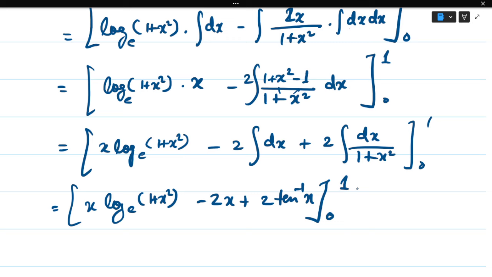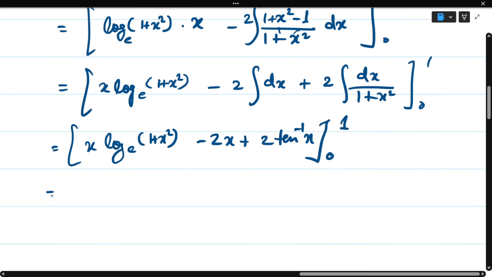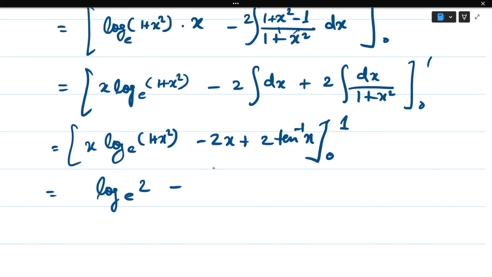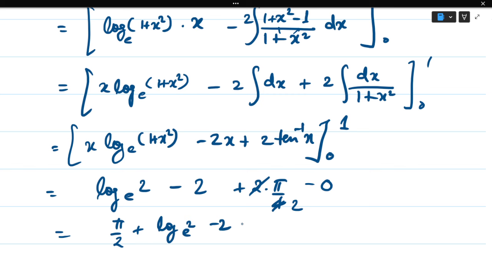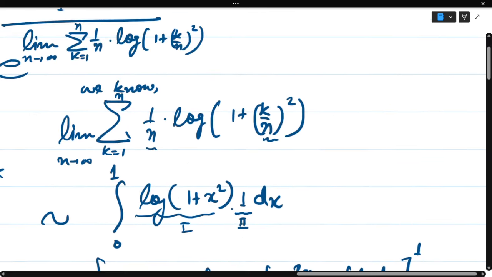Now if we substitute the upper limit as 1, we get log 2 to the base e, and then 1 here, it will be minus 2 plus 2 tan inverse 1, which is pi by 4, right? So it will be 2 times pi by 4. And if you substitute 0 in the entire term, it will be 0 itself. So after reduction of this, we get pi by 2, because 2 2s are 4, pi by 2 plus log 2 to the base e minus 2. This is our value of this integral.